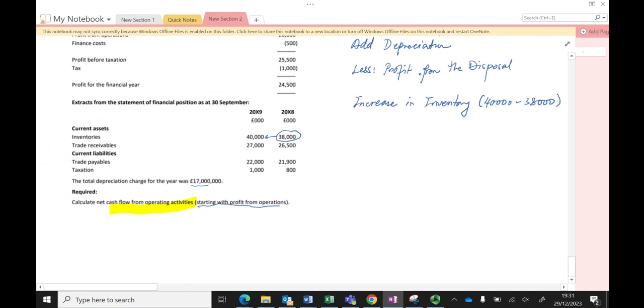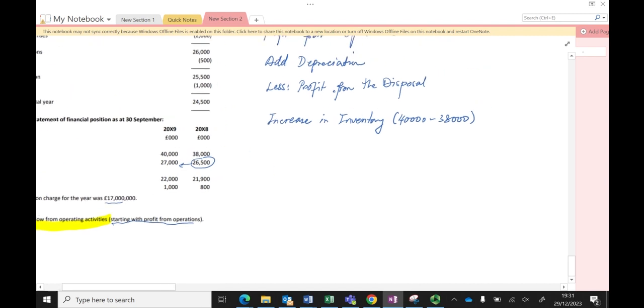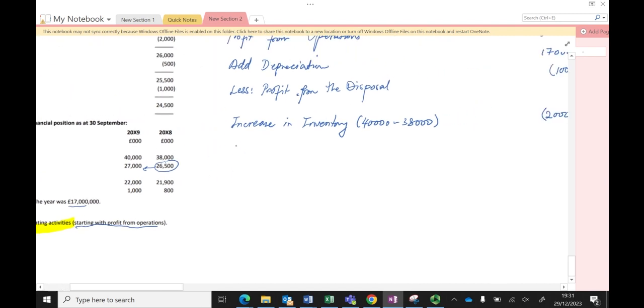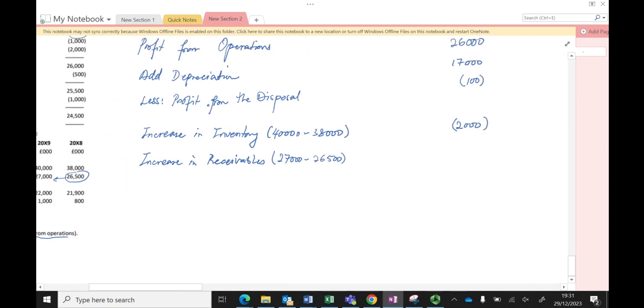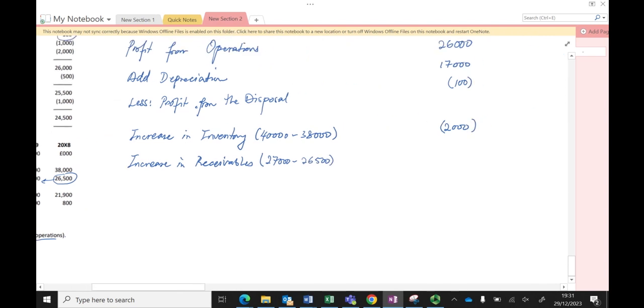Looking at receivables, receivables are also increasing. That means I'm not collecting money from my customers. Increase in receivables. 27,000 minus 26,500. That will be 500.